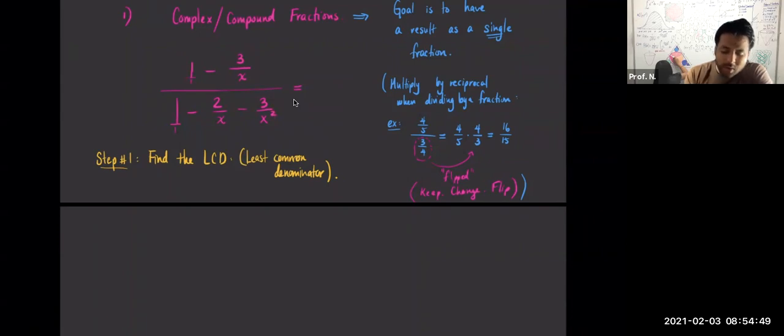We're going to look at all the smaller denominators, and we can include 1 as well if you'd like. But 1 is just kind of there for now. We look at all the smaller denominators, x and x squared, and then we ask ourselves, what is the least common denominator or the least common multiple? What is the least common denominator among x and x squared? And the least common denominator is x squared.